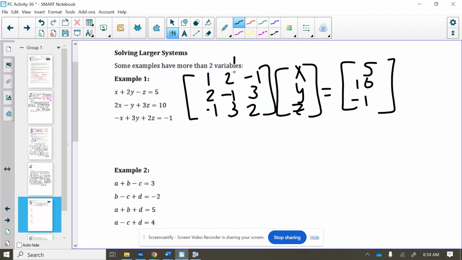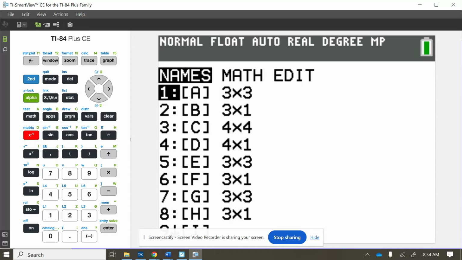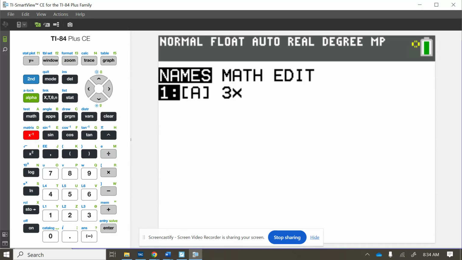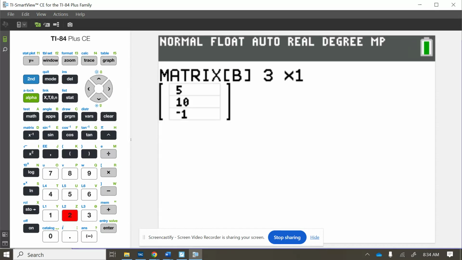And we know that when we have A x equals B, in order to solve for what x actually equals, we need to take A inverse times B. So we're going to make sure we have this entered in our calculator. I have these pre-entered to save a little bit of time. But if you need to pause and make sure you enter, we have matrix A. We also have matrix B entered in slot 2.